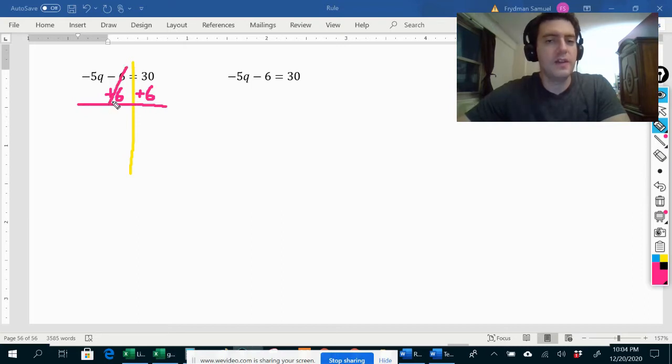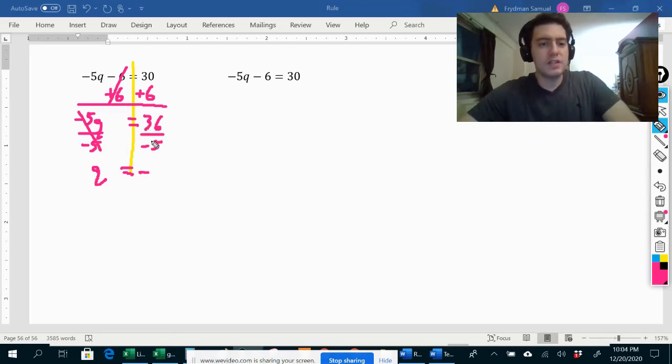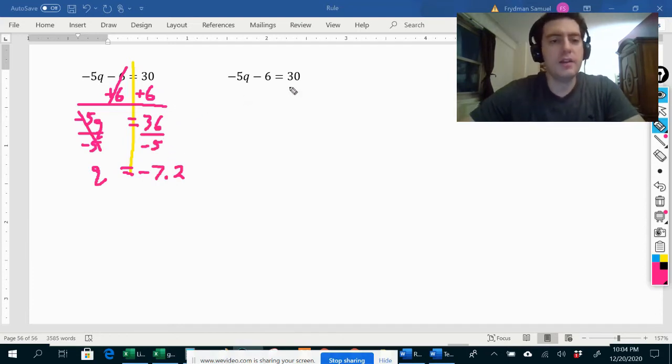And then these cancel. That was the whole point of doing that. And now we have negative 5q equals 30 plus 6, which is 36. Okay, and then our last step here would be to divide both sides by negative 5, because this is negative 5 times q. So the inverse of multiplication is division. So we will divide by negative 5 on both sides. So we get q equals, and then a positive divided by a negative is negative. And 36 divided by 5 would be, let's see, 7.2, right? Okay, yes. And so we solved that first by getting rid of the 6 over here.